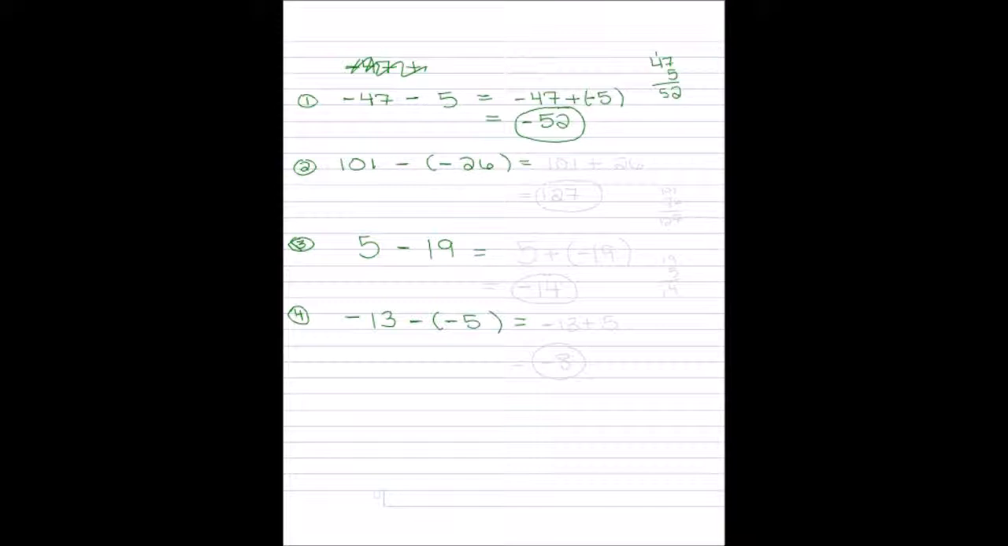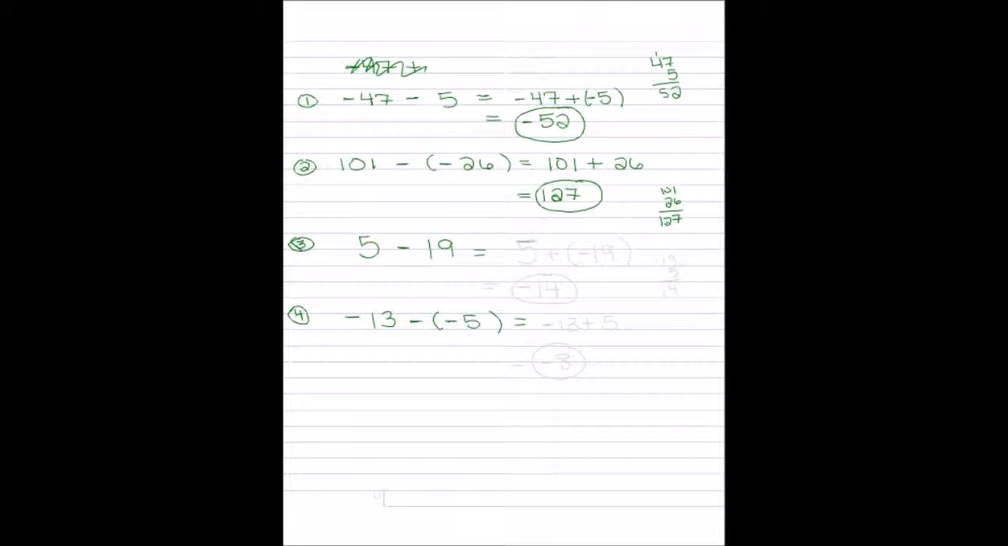Let's look at number 2. First number stays the same, 101. The two negatives in the middle come together and make it positive, and then I put 26. These two signs are the same, so I add them together. So 101 plus 26, that gives me 127. And then the common sign was positive, so my final answer is going to be positive.